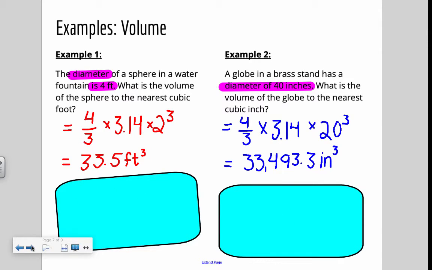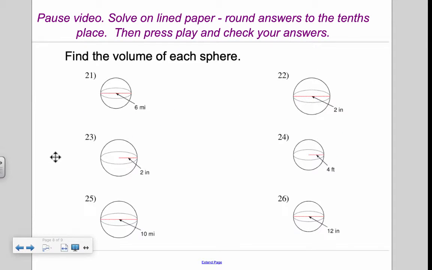Please move back to your notebook paper at this point. Again, pause the video, try these 6 problems. Please notice the first one here, number 21, number 22, 25, and 26 are all giving the diameter. You're going to have to find the radius before you can substitute in your values. Go ahead and hit pause and press play when you're ready to check your work.